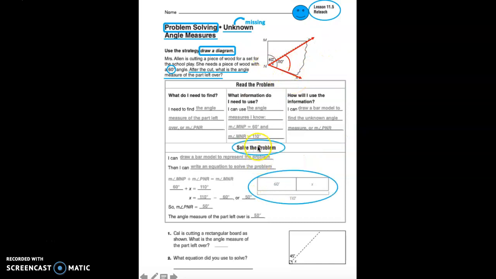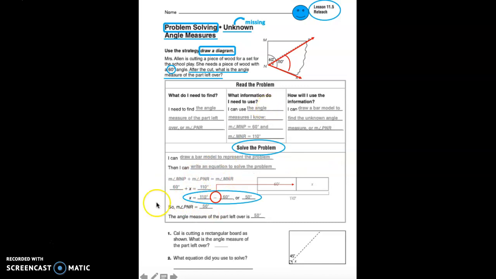So let's take a look at how to solve the problem. I can draw a bar model to represent the problem. Here's our bar model circled in blue. Then I can write an equation to solve the problem. I'm going to take what I know, measure of angle MNP, which is 60 degrees, plus the measure of angle PNR. I don't know measure of angle PNR, so I'm going to write an X equals the measure of angle MNR. That's the measure of the whole angle, 110 degrees.